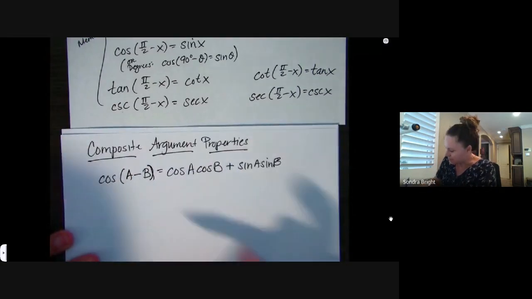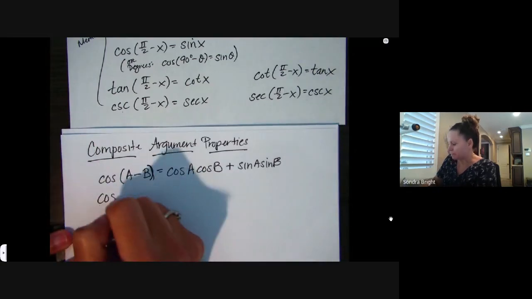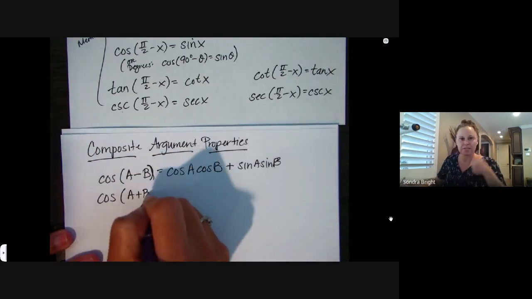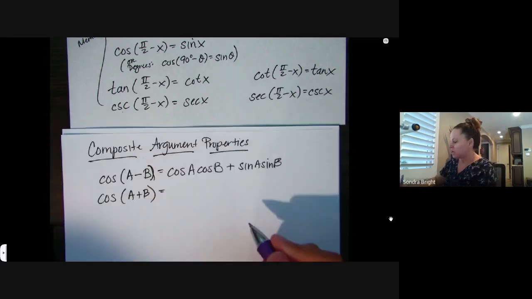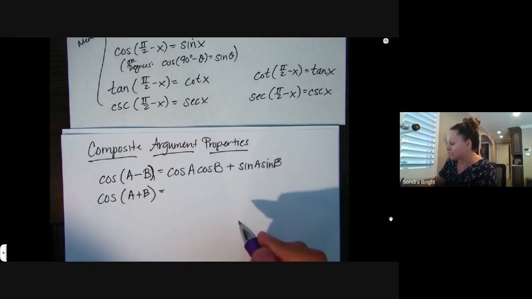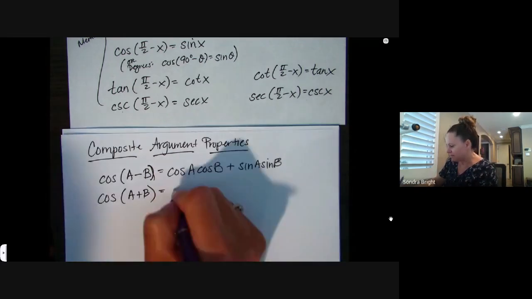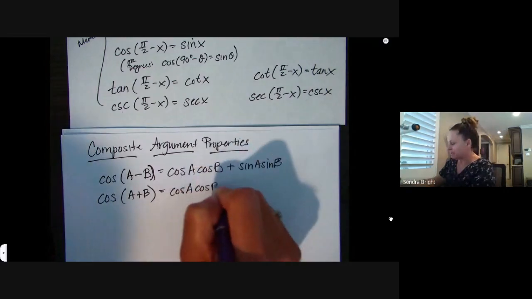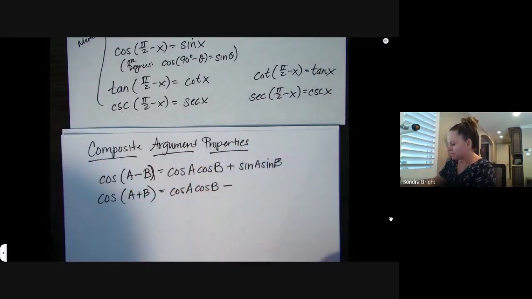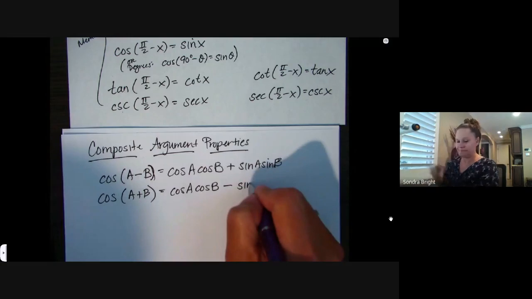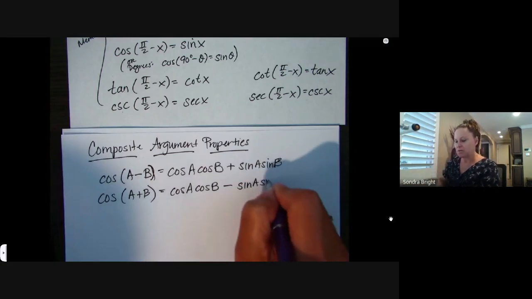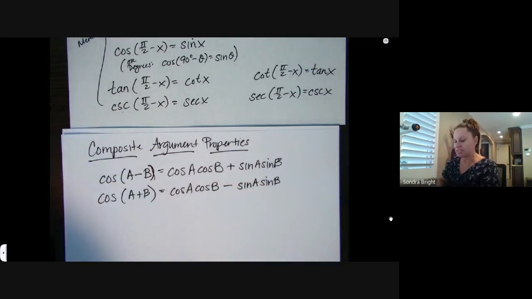Same thing happens if it's A plus B. Cosine, cosine, sine, sine. Change the sign in the middle. So cosine of A times cosine of B. There's a plus sign here, so now it's a minus sign. Sine of A times sine of B. That's the pattern for cosine. Cosine, cosine, sine, sine. Change the sign in the middle.